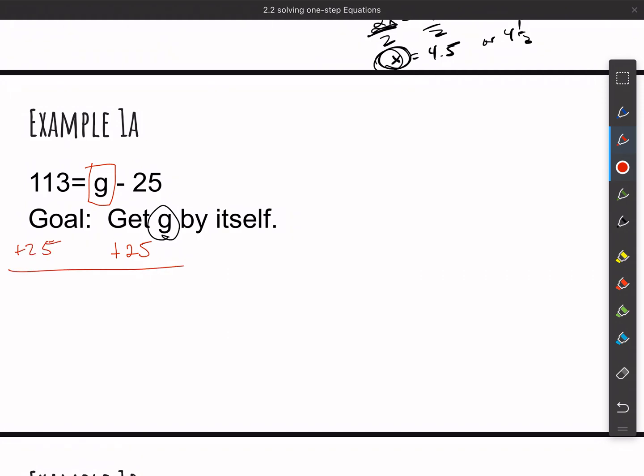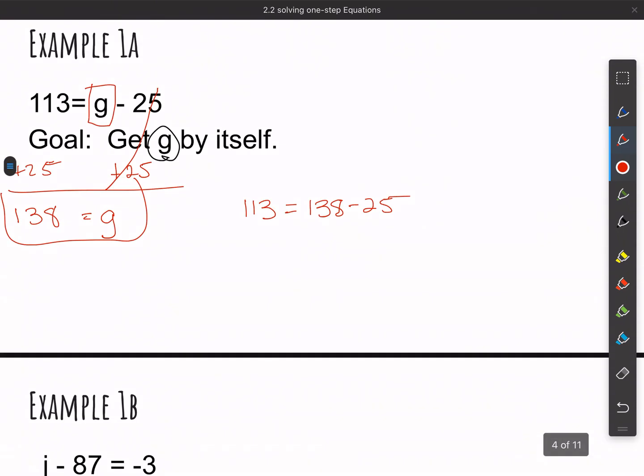So if I do that, the negative 25 plus 25 goes away. That just cancels. And what I'm left with on this side is g. That's the goal of algebra, we're trying to solve for a variable. And on the other side, when I add 25, I get 138. Notice, if you want to check yourself, we can plug it back in. So we can say, okay, 113 is equal to 138 minus 25. And you can check to see if that's true. If it's a true statement, then you know you did it correctly, right? Which this is, by the way.